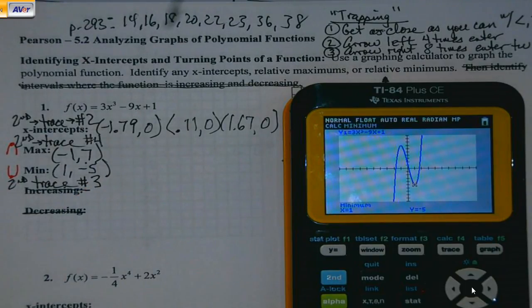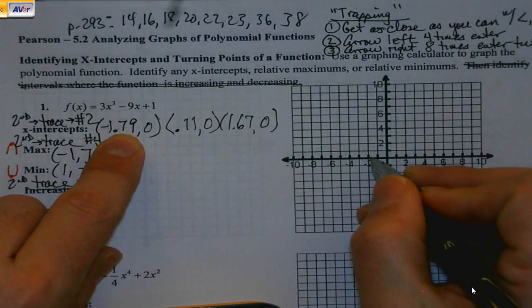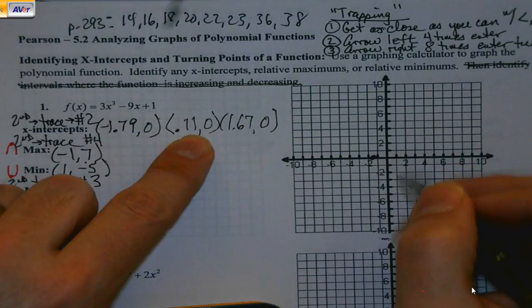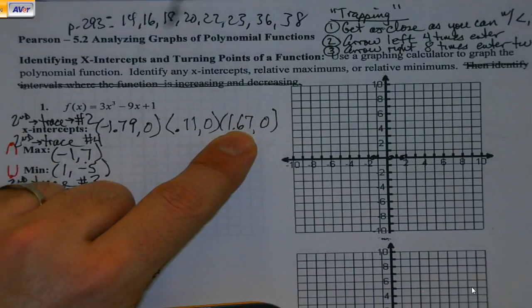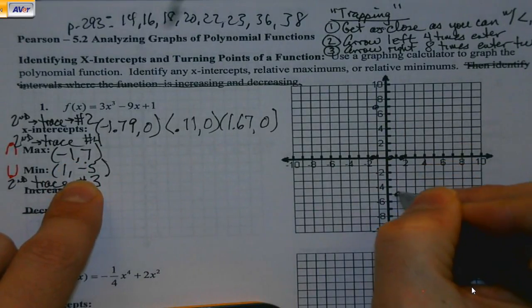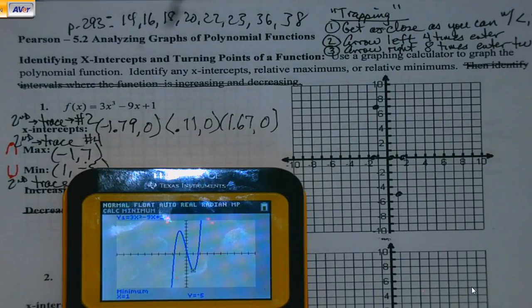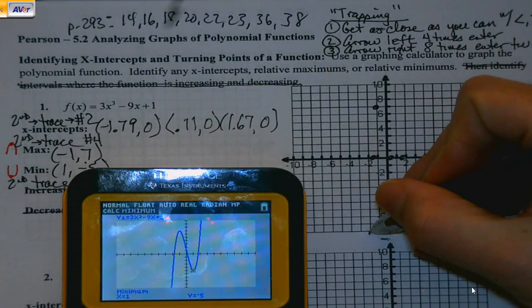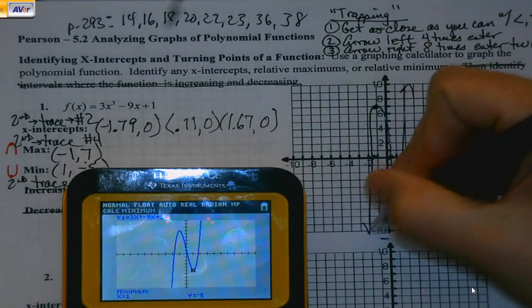Okay. That's how, when I'm not directly given the zeros, I get the most accurate graph possible. Because now what I can do is I can go to my graph and I can go, okay, negative 1.79, that's kind of close to negative 2 here. 0.11 is just past 0. 1.67 is just about to 2. And then I got a point at negative 1, 7, and 1, negative 5. And basically, all I'm going to do now is kind of look at my picture, use my points as a guide, and sketch my graph.